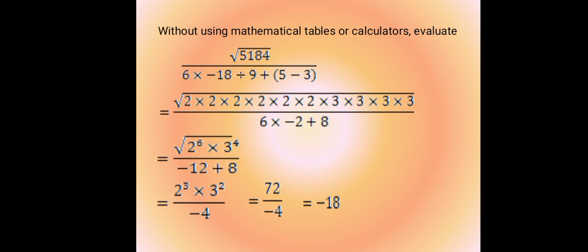prime factors. So the prime factors are 2 raised to the power of 6 and 3 raised to the power of 4. This is easy, just divide by 2 to get the square root. So it becomes 3 raised to the power of 3 and 2 raised to the power of 3 and 3 squared. The denominator is an easy sum. If you work it out, we get negative 4. So 2 cubed times 3 squared is 72. Divided by negative 4. 4 goes in 72 comfortably. So we have our ultimate answer as negative 18.